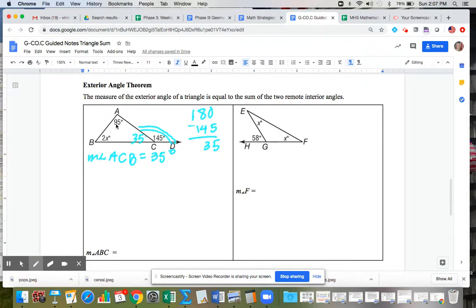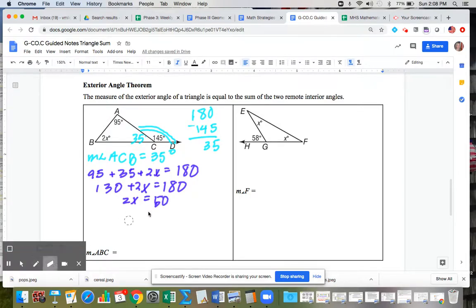Okay, so if the measure of angle ACB is 35 degrees, how does that help me find the measure of this missing angle, which we're calling 2x? Because I know from my triangle sum theorem that I can write an equation that the sum of the three angles of any triangle equals 180 degrees. And so I can add these two together because these are called like terms. I can subtract 130 from both sides. I can divide both sides by, this is 50 over here, I should make that clearer. I can divide both sides by 2. I get that x is 25 degrees.